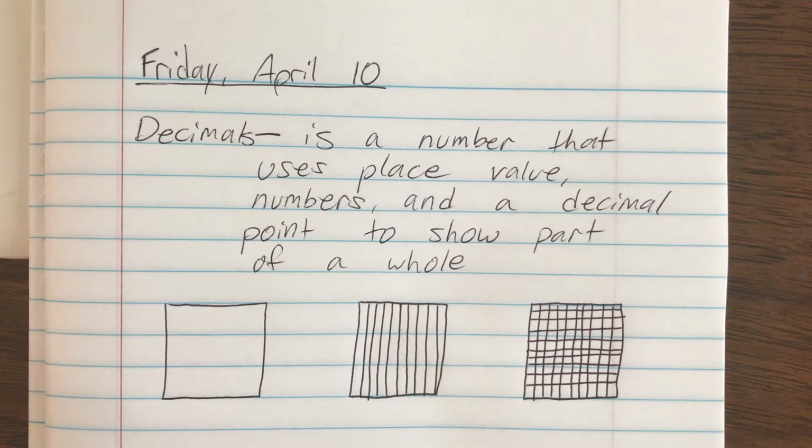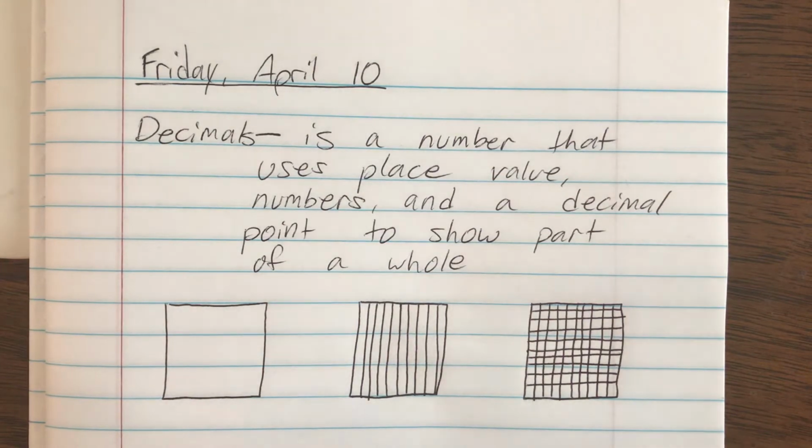We are going to move away from multiplying fractions and whole numbers today, and move into our new unit on decimals. We're going to be looking at the tenths and the hundredths in decimal form, as well as in fraction form. Today, we're going to focus more on the fractions, but I wanted to introduce decimals because this is what we're going to be getting into next week. A decimal is a number that uses place value, numbers, and a decimal point to show part of a whole.